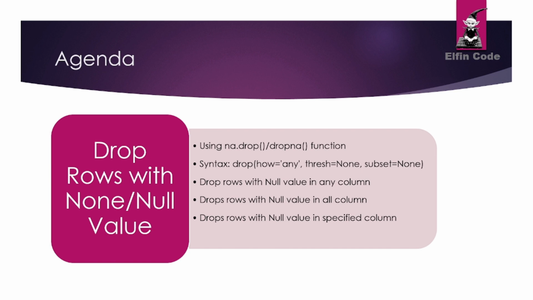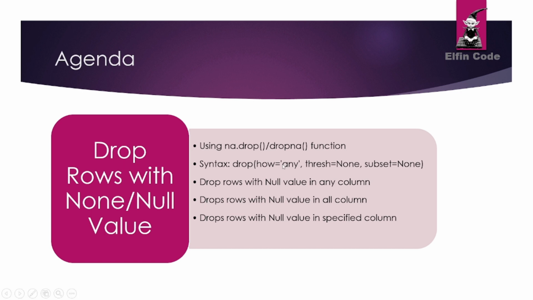There's a syntax for dropping also. It is na.drop, or you may use the dropna function as well. Both work exactly similarly. The syntax is you'll have a drop, and inside the drop you'll have the parameter how. It basically checks depending upon the attributes in your data frame. If you write how equal to any, then if any column or attribute has a none value, it will drop that particular row.